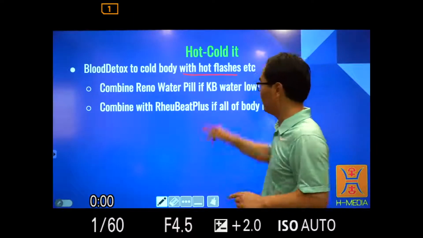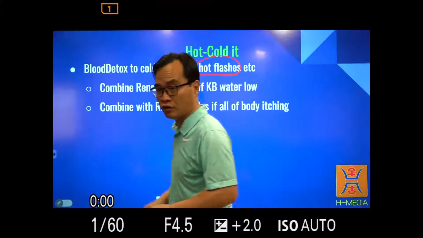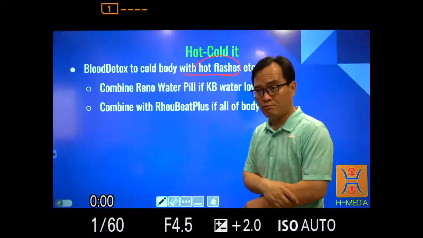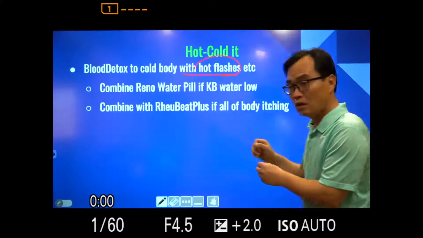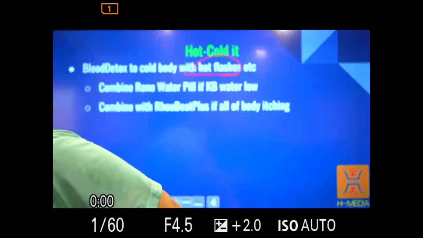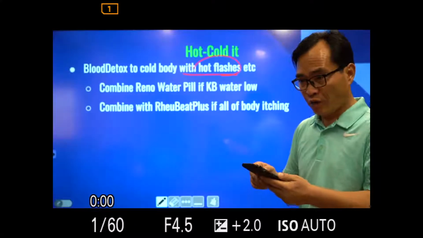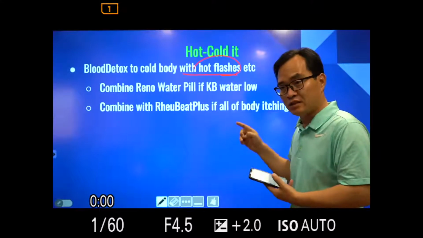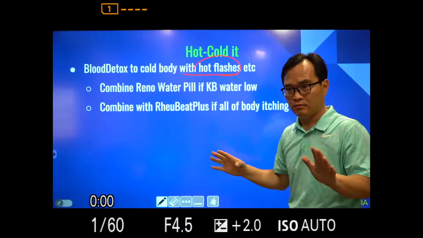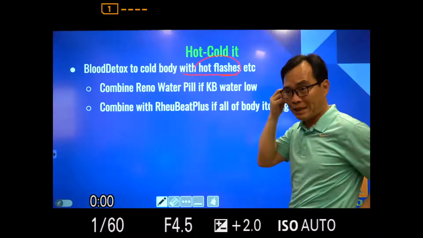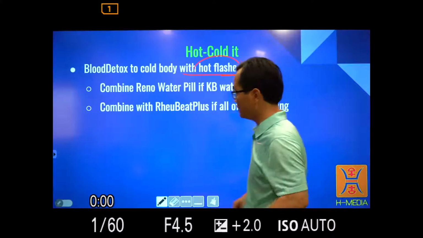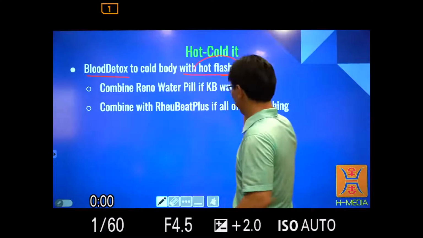So for the people who have hot flashes, you know what is hot flashes, right? Hot flashes is people feel body hot. You feel hot, but the temperature is not high. Okay, we explain it like this. The hot flashes is you feel hot on the face, something like this, right? But the temperature is not high. This is called hot flashes. For the hot flashes, the Blood Detox is the major formula to focus on.